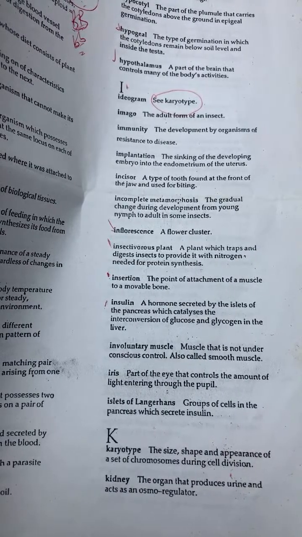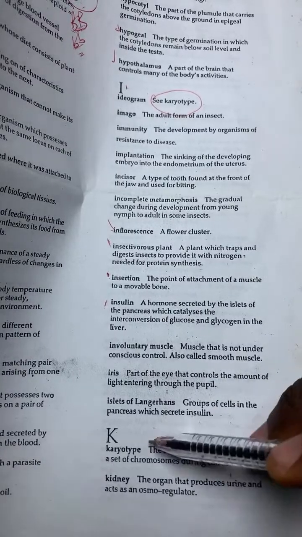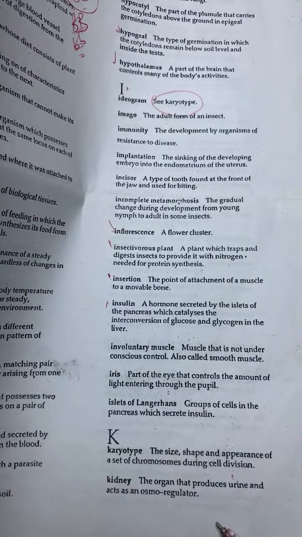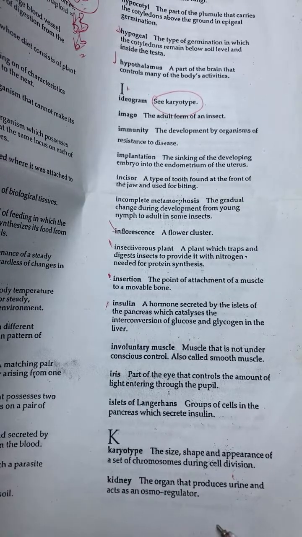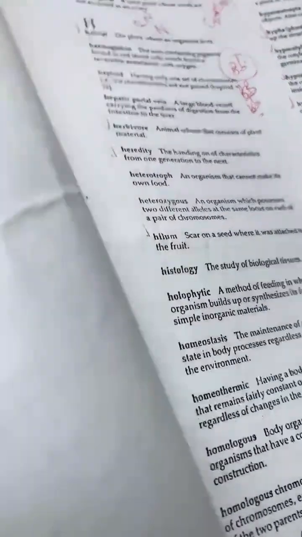A group of cells in the pancreas. What is their job? For secretion of what? Insulin. So we call them what? Islet of Langerhans. Good. Now we move on to K. Kidney, the organ that produces urine and acts as osmoregulator. The organ that produces urine and acts as what? Osmoregulator. All right, let's move on.